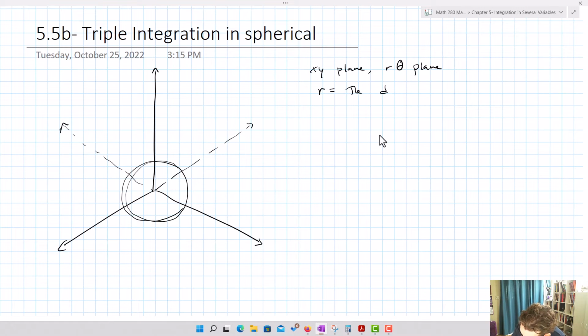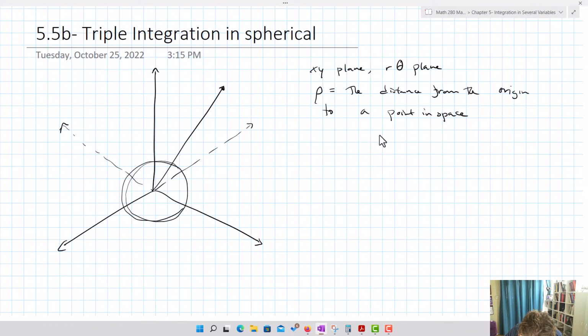We're going to have r, and this is the distance from the origin, or actually it's rho. It's going to be the distance from the origin to a point in space. So basically that's a radius, but this radius is different from r in that with rho we can go out in 3 dimensions, right? So we can imagine that this whole length here is going to be rho. Or we could have rho also on that r theta plane. So here's rho, that could be rho. So rho is that distance from the origin to a point in space.